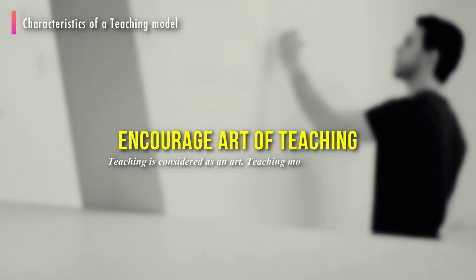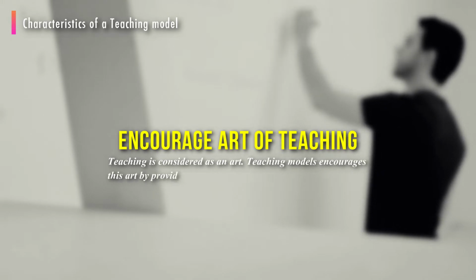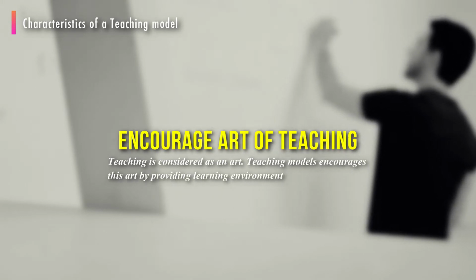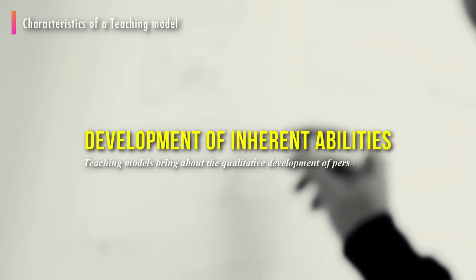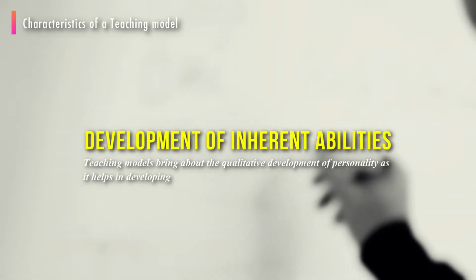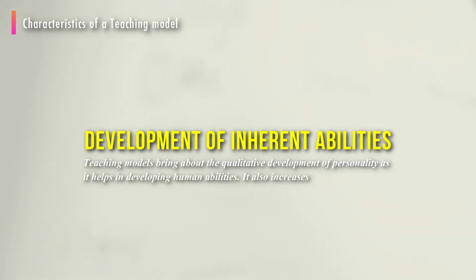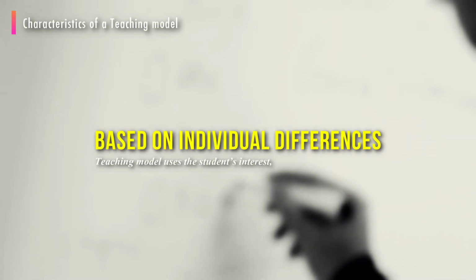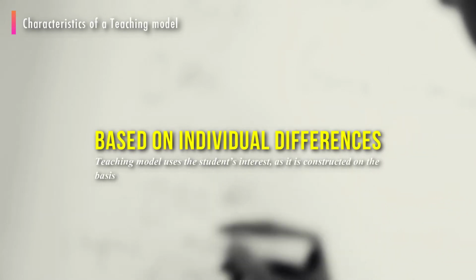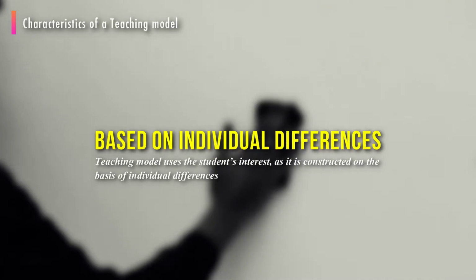Now we will discuss some basic characteristics of a teaching model. Teaching is considered an art. Teaching models encourage this art by providing a learning environment. Teaching models bring about the qualitative development of personality as they help in developing human abilities. They also increase the teacher's social competency. A teaching model uses the student's interest, as it is constructed on the basis of individual differences.